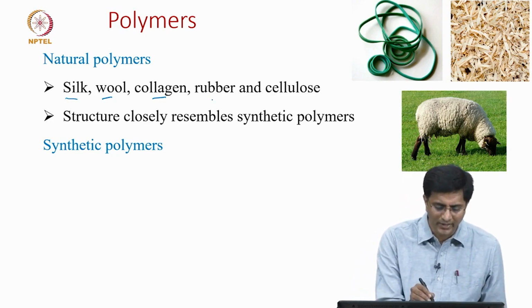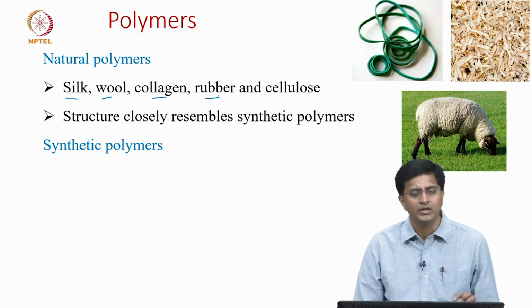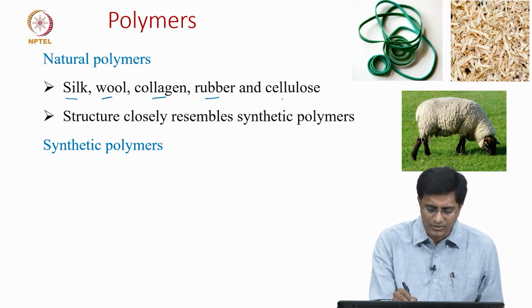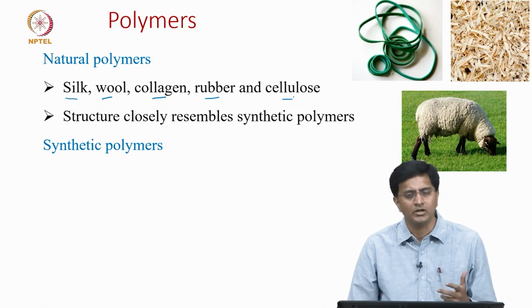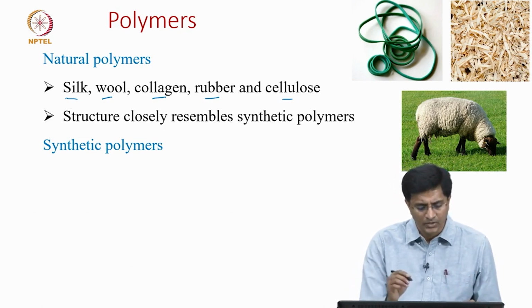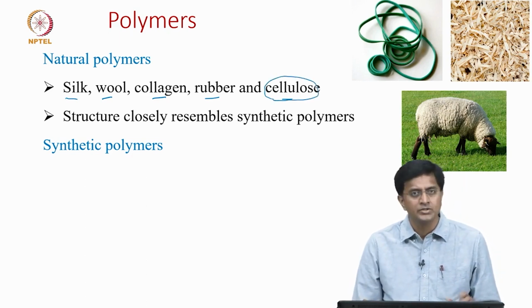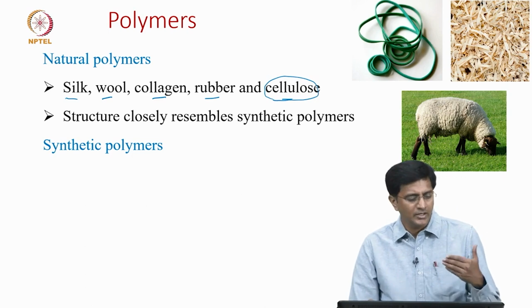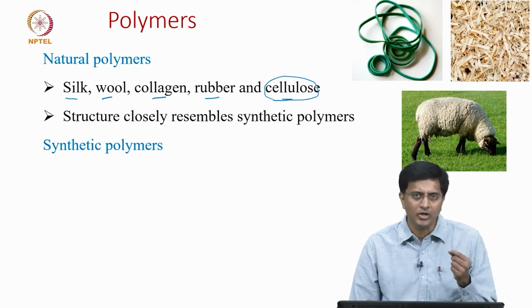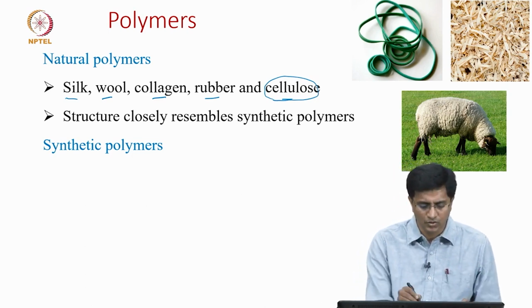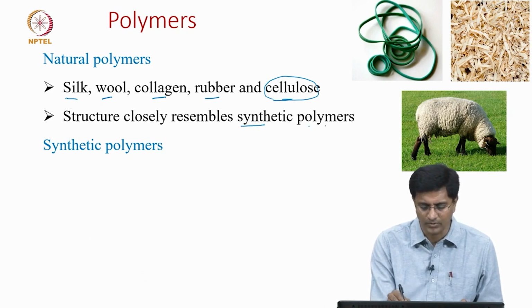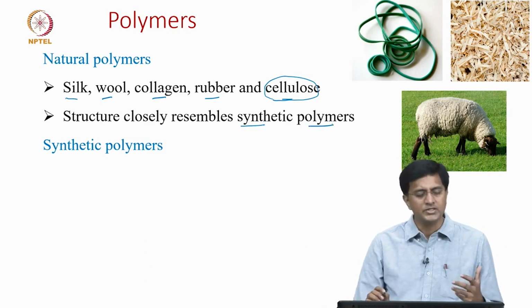We also find natural polymers in plants such as rubber, which we get from latex of the rubber plant, and cellulose, which we get from wood stock. So, cellulose is a very abundantly available natural polymer. So, the interesting thing is natural polymers, the polymer structure is very much close to what we see in synthetic polymers. So, what are synthetic polymers?